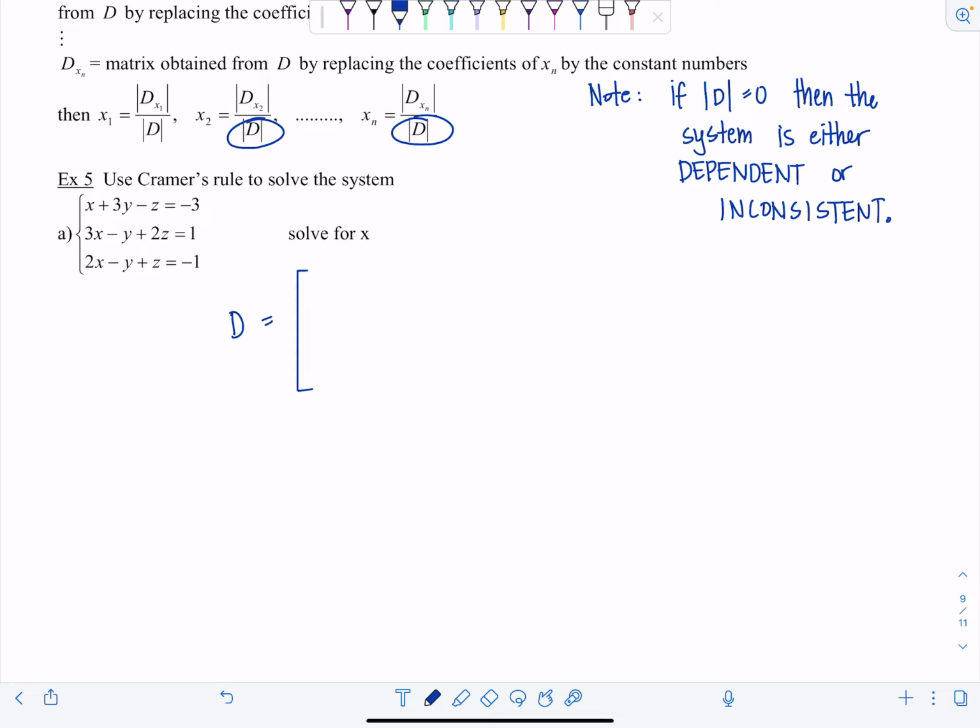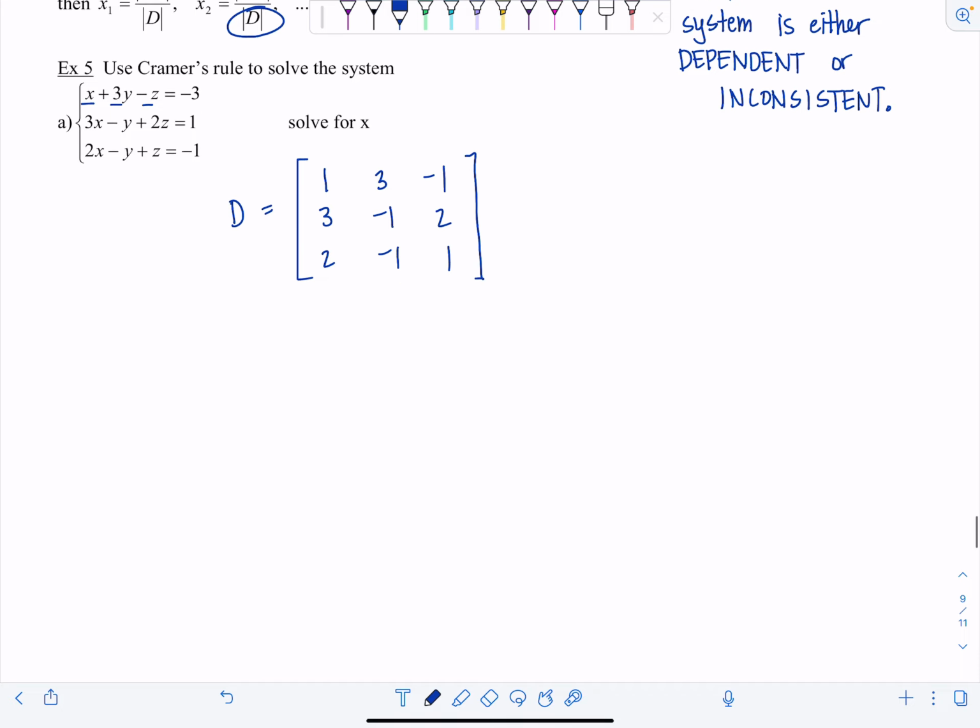So D, if you just take the coefficients of the variables, it's going to be 1, 3, negative 1, 3, negative 1, 2, 2, negative 1, 1. This is D. And then now we need the determinant of D. No problem. So the determinant of D, pick any row or column to expand upon, or you can do the alternate method. I'm just going to do it the old school way that they taught me when I was a wee one. I'll just go along row 1.